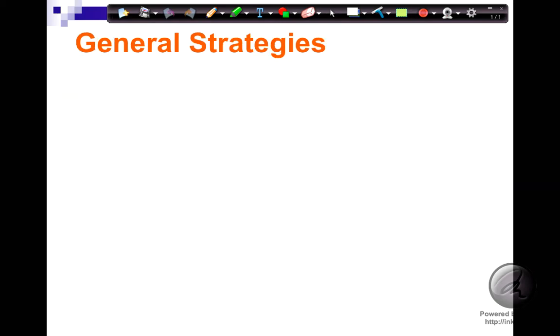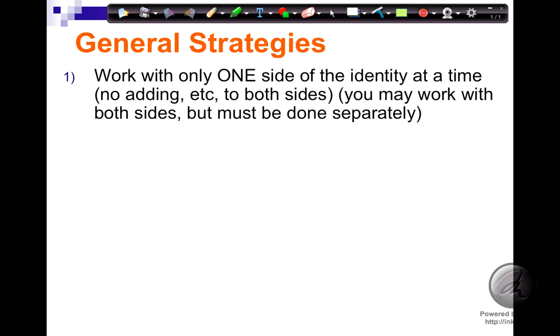So I have a few general strategies, some things to look for while you are working through the problems, and maybe they'll help you, maybe they won't. It becomes a personal choice as you get working through these problems. Now, work with only one side of the identity at a time. So you cannot add to both sides. You can't do things to both sides of the equal signs, as I was mentioning. You may work with both sides of the equal sign separately. So you'll see, I actually have an example like this coming up.